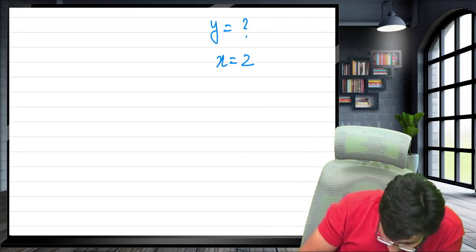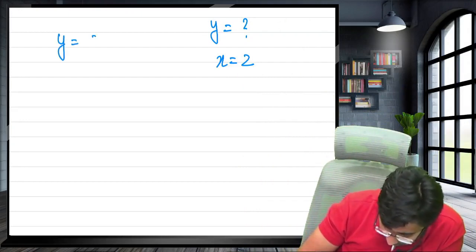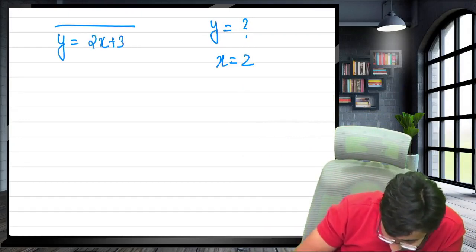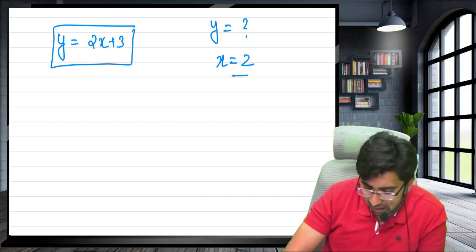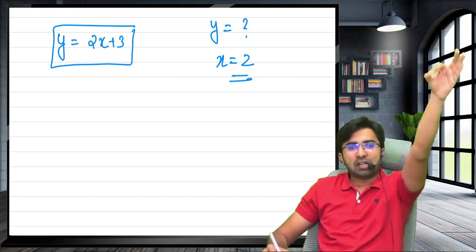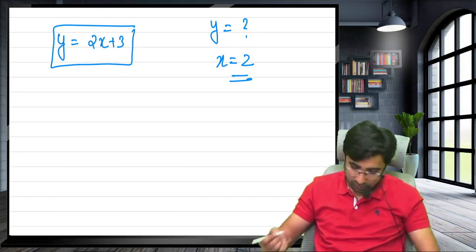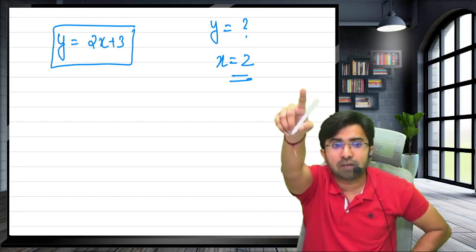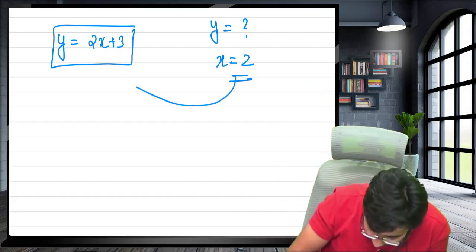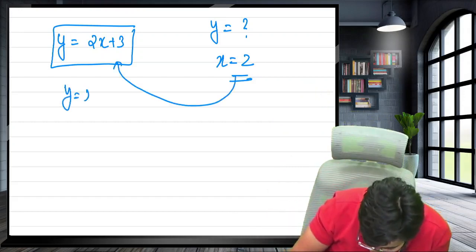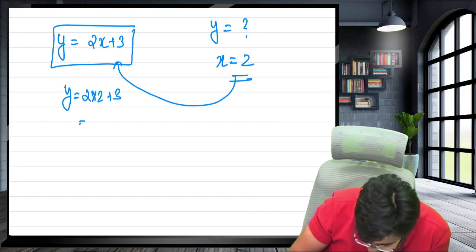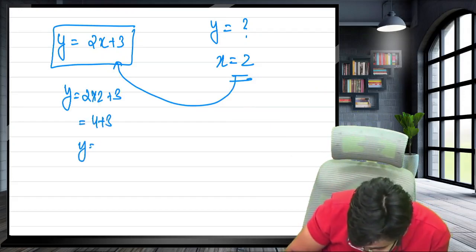So guys, if I give you the relation y is equal to x plus 3, can you tell me the value of y when x is 2? Sir, Maria is saying 7. Okay, how do you perform this? Sir, we put this value of x over here. y is equal to 2 into 2 plus 3, that is 4 plus 3, that is y is equal to 7.